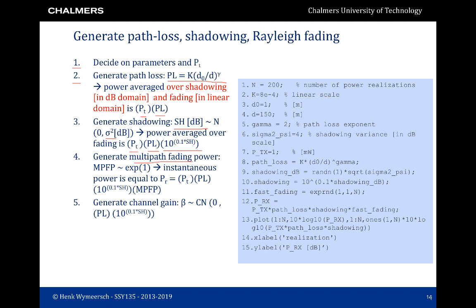Finally, we generate the multipath fading power as an exponential random variable. The receive power is equal to the transmit power times path loss times shadowing in the linear domain times the new exponential random variable. If we then want to generate the channel itself, instead of generating the power as an exponential random variable, we could also generate a complex channel gain as a complex Gaussian random variable with zero mean and this variance, given by the path loss and the shadowing in the linear domain.